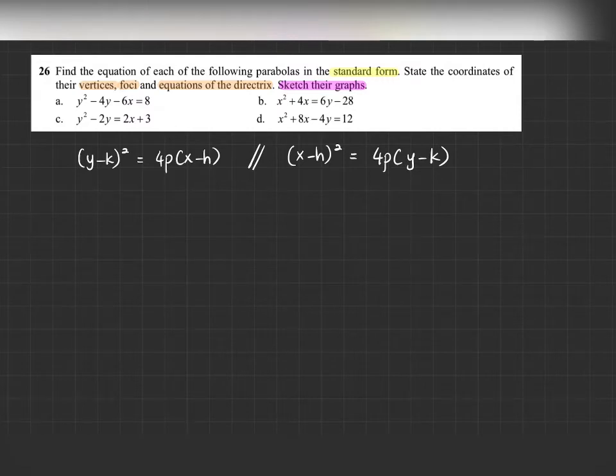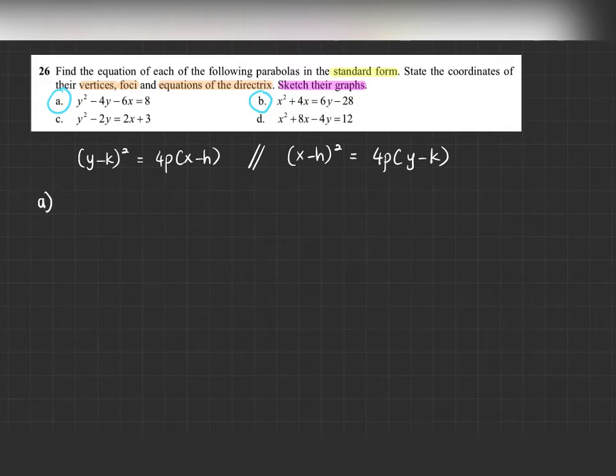To get the standard form of a parabola, we have two equations. The first is (y - k)^2 = 4p(x - h), and the other one is (x - h)^2 = 4p(y - k). I list the equations here so that we make sure our equation is in this form. This is our standard equation. So let's start with question A first. I will use questions A and B, so C and D you try by yourself.